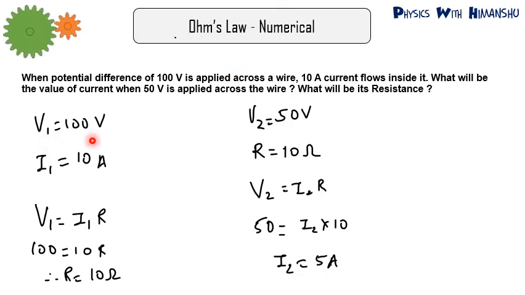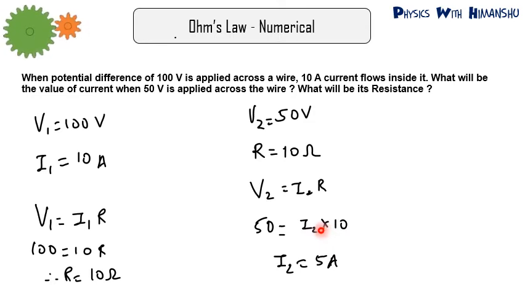So V1 is 100 volt and I1 is 10 ampere. So R will be 10 ohm. Now using this value of R in the second condition, what will be the value of current when 50 volt is applied? So V2 is 50 volt, R is 10 ohm. Again putting Ohm's law, current will be 5 ampere. So this is how you have to calculate the value of current or voltage or resistance using Ohm's law.